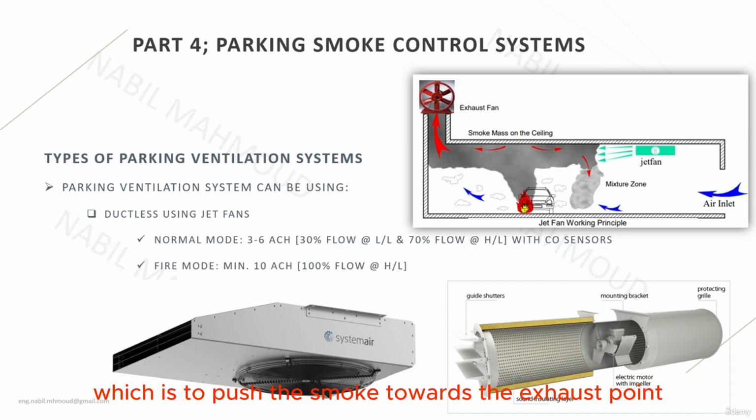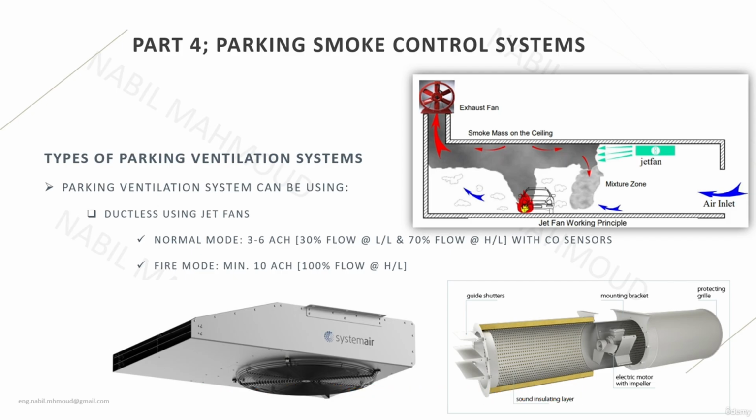The first purpose is to push the smoke towards the exhaust point, and the second purpose is that you are limiting the spread of smoke, controlling it and preventing it from spreading deeper in the parking. As we can see, the dark area, which represents the ceiling jet of the smoke, is usually spreading horizontally with a relatively high velocity. That's why you need to employ jet fans that discharge air with high momentum and high velocity to counteract the movement and the spread of the smoke and to maintain a limited smoke spread within the parking.